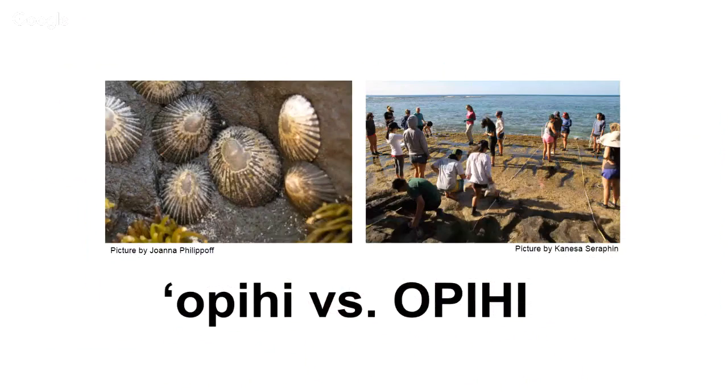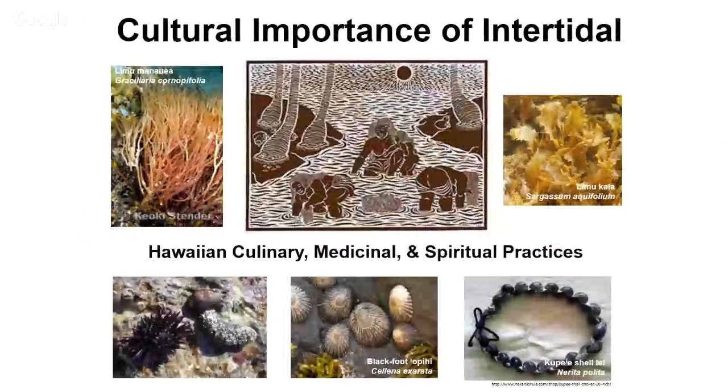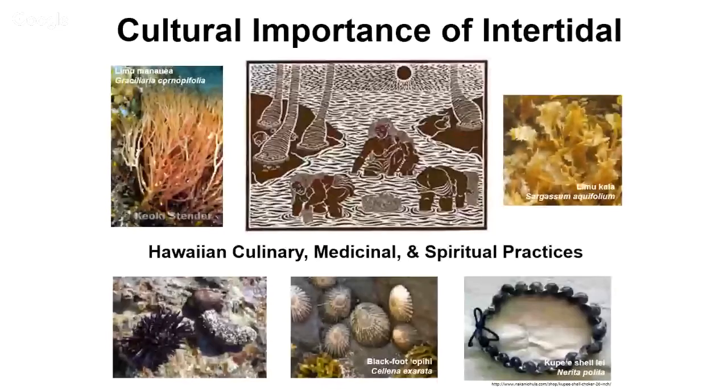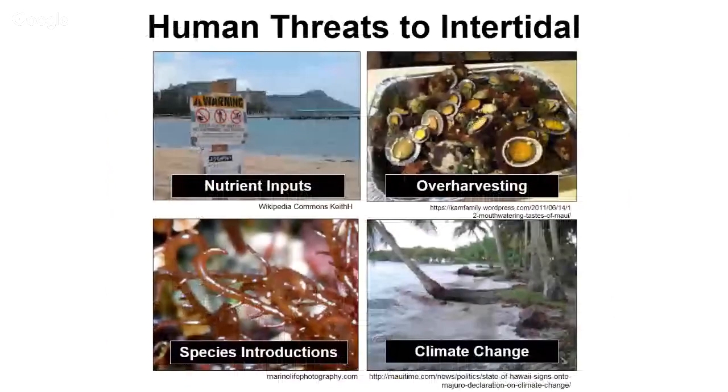And the intertidal is important because it hosts a wide variety of different organisms, different limu or algae, and different invertebrates. And we use these in different cultural practices for food, for medicine, and for jewelry. And even though it's really important, it's very vulnerable to human threats because it's really close to the land. So anything from nutrient inputs from groundwater to surface water that are enriched in nutrients from, say, cesspools or sewage, to climate change. So for example, as sea levels rise, the intertidal creatures are not going to be able to go anywhere.